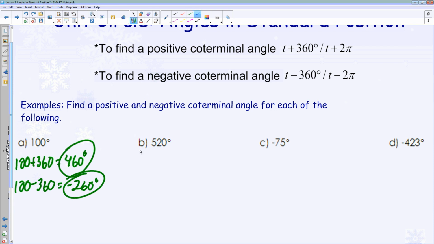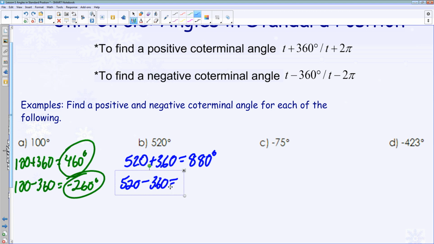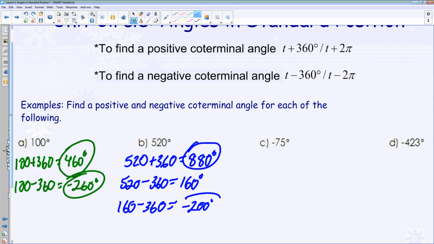Now, 520 is bigger than 360, so I could actually subtract 360 and still get a positive coterminal, or I could add 360 if I like that better, it's fine. So 520 plus 360 is 880 degrees. Now, if I subtract 360, right away, notice that I'll get 160. So there's another example of another positive coterminal. But I want to get a negative, so I have to subtract again to get my negative. So negative 200. All right, negative 75, I'm going to add 360, and that's going to get me 285.